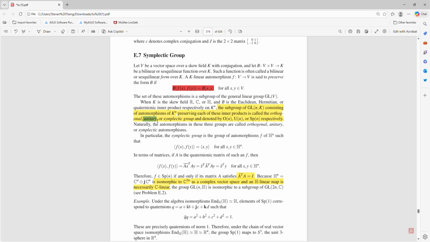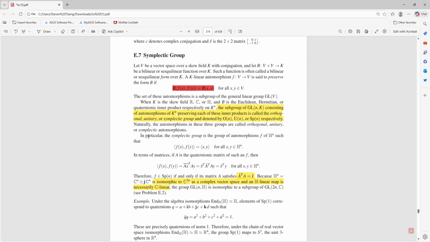It is the metric whose components are complex numbers. And these three groups are denoted by O(n), U(n), and Sp(n). And Sp(n) is the symplectic group.